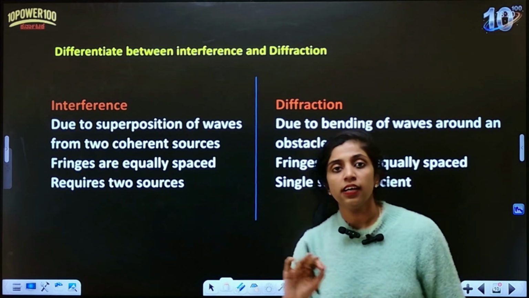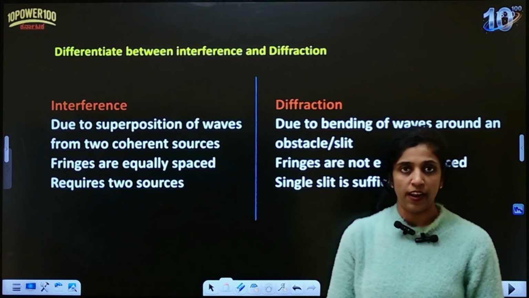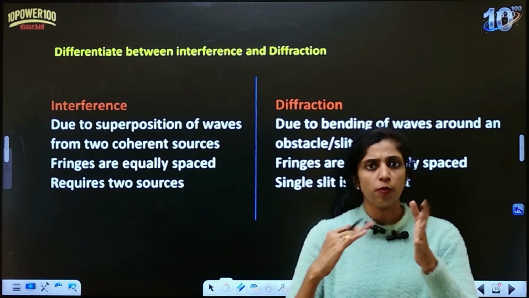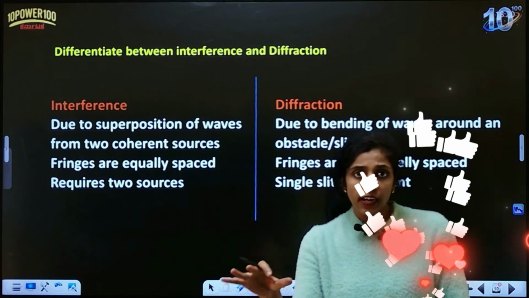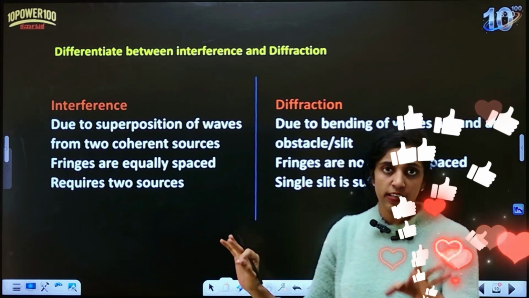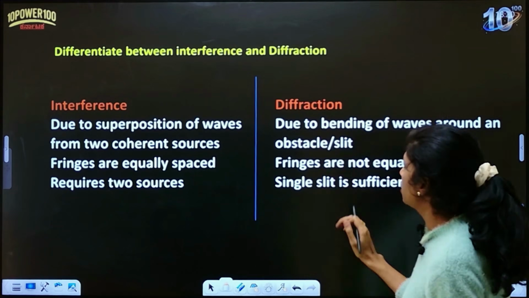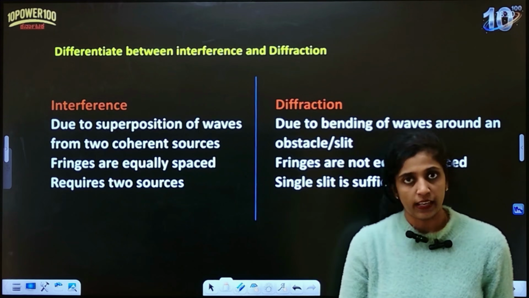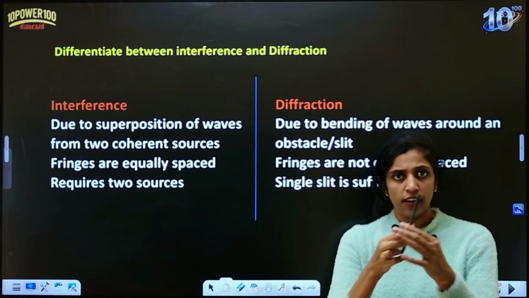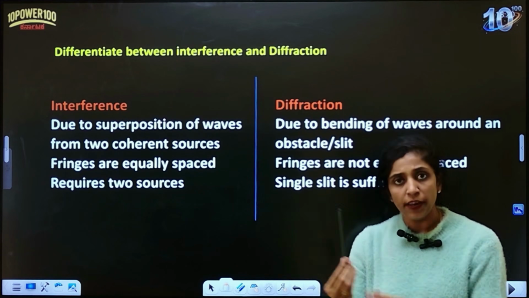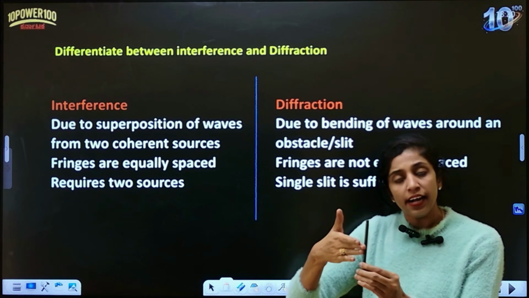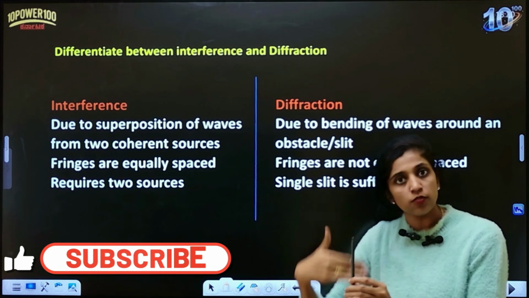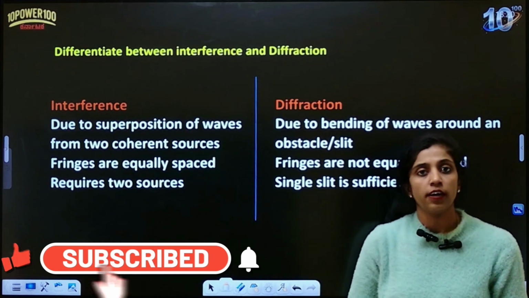Okay, next I've taken the difference between interference and diffraction. So interference is what? Interference is superposition of waves. Like when two or more waves combine, a band will be formed, right? That's what you call interference. But in diffraction, it occurs when there is a bending of light around the corners of the obstacle. For example, I've kept a pen over here. As the light falls on it, at the edges it will bend. Whatever pattern is formed on the screen, that pattern is called diffraction.